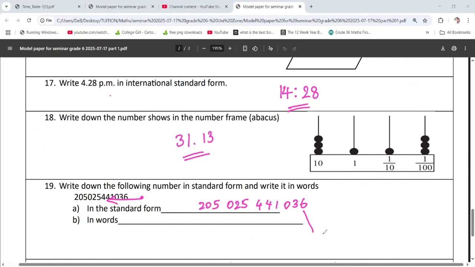Now you know this is units, this is thousands, this is millions, this is billions. These are the periods, the 4 periods you have learned so far. So according to that, we will name this number in words. This is 205. 205 what? Billions. 205 billion and 25 million.